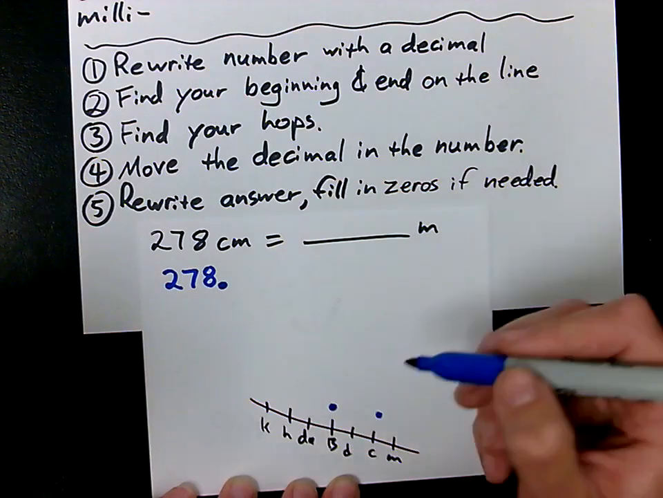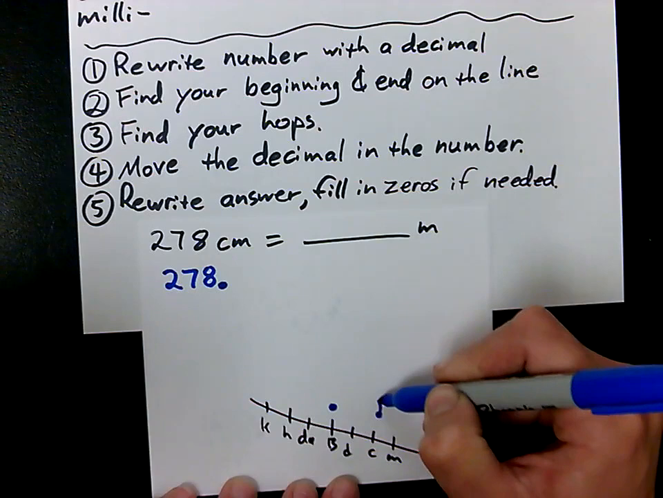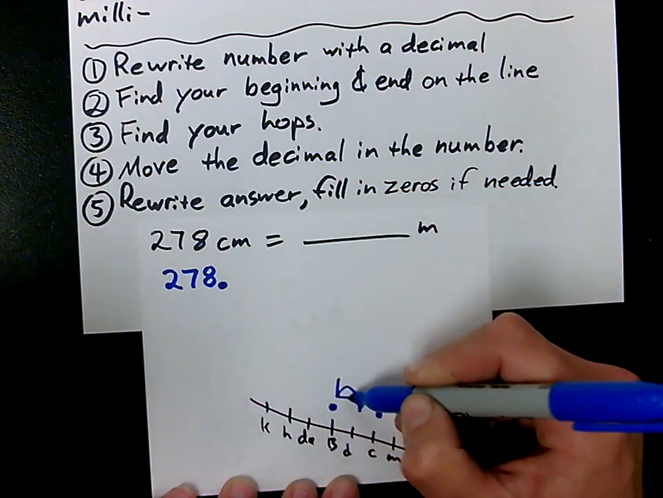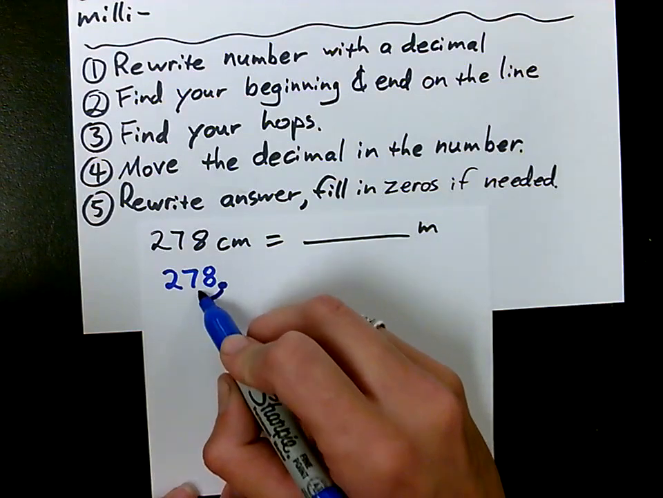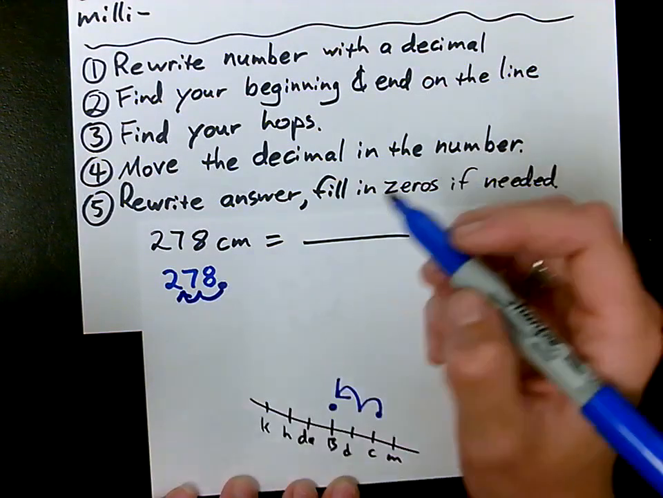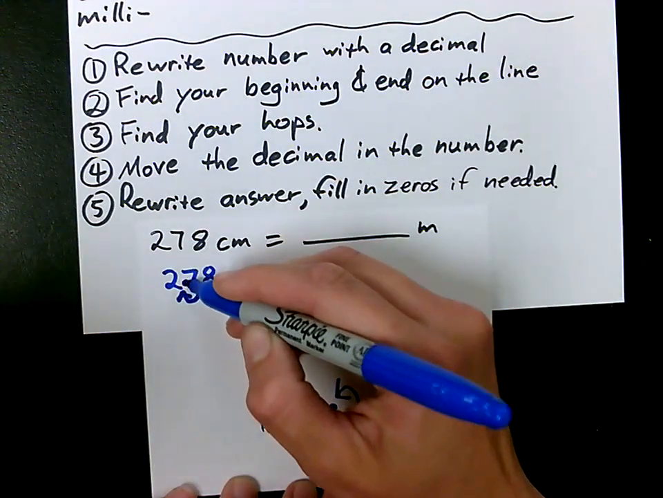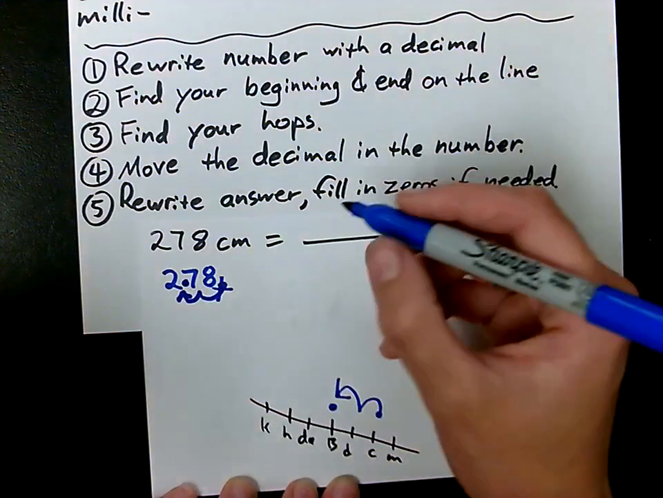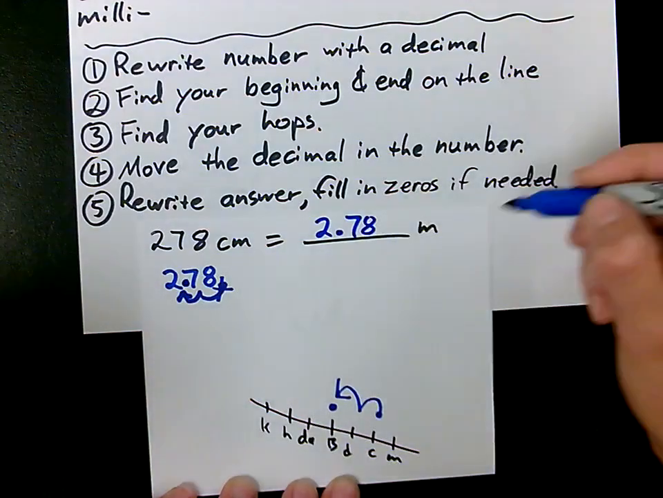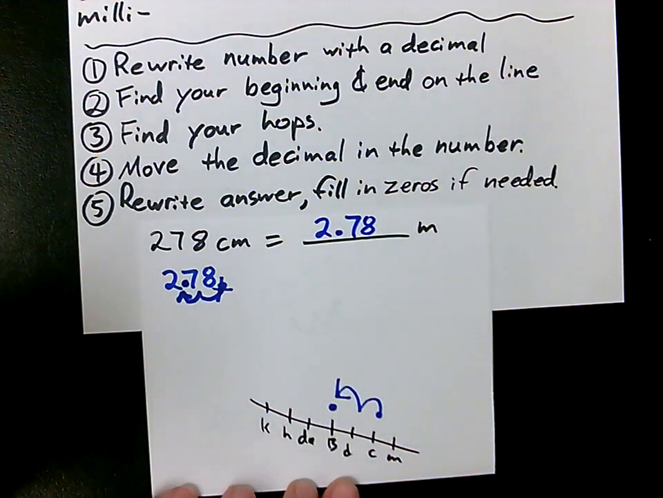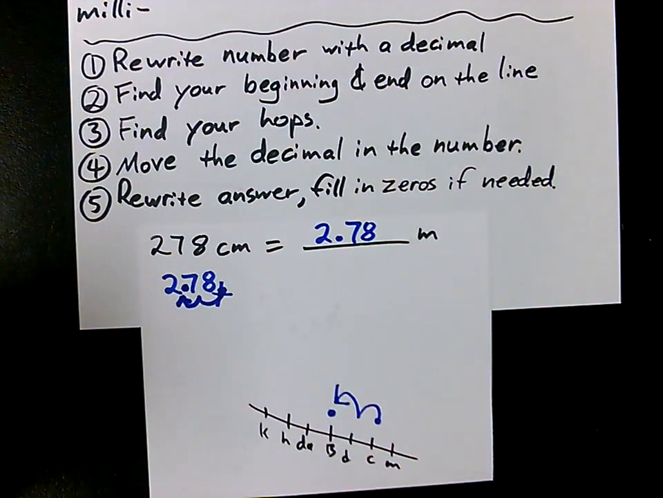Okay, so we're going to take our decimal from our start to our end. We need to go 1, 2 hops, and this time we're going to the left. All right, so we're going to move our decimal 1, 2 hops to the left. Take the decimal out of there, put it here between the 2 and the 7, and our final answer is 2.78 meters.